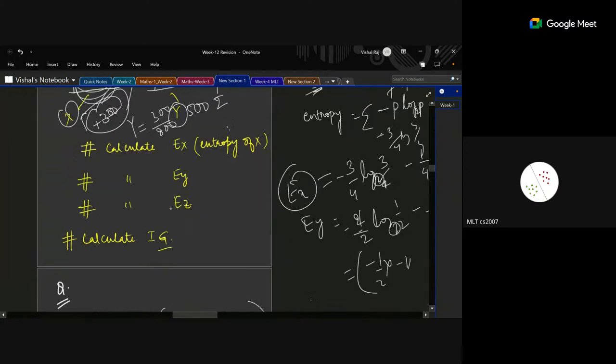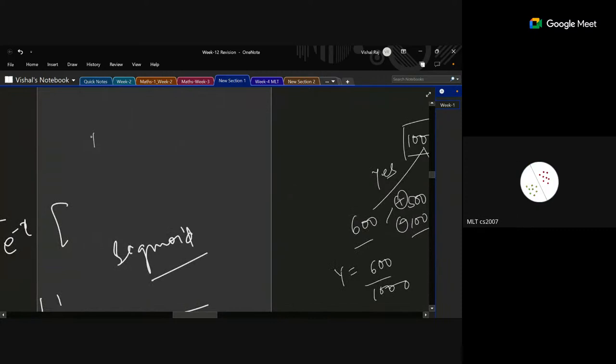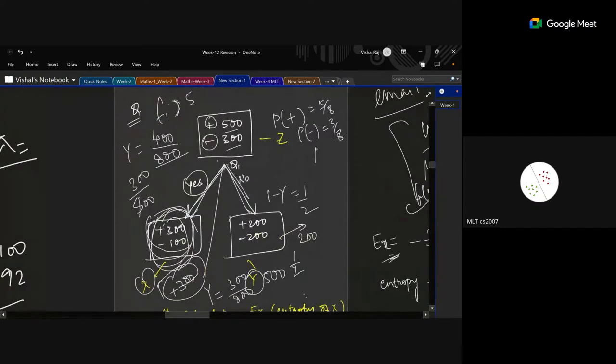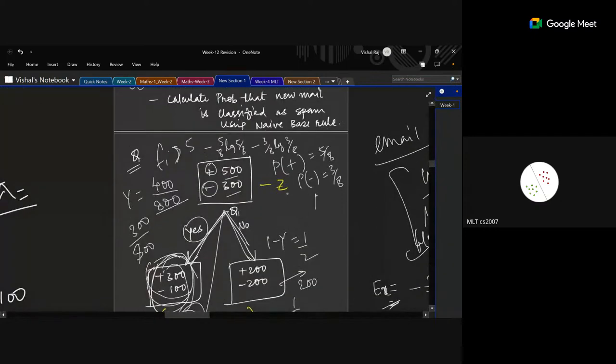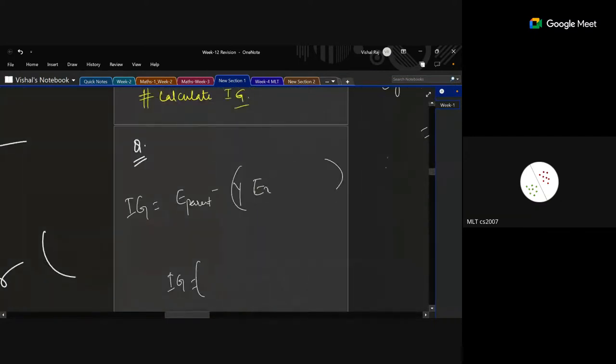If you have been asked to calculate the information gain, there's a formula for that. Basically you calculate the entropy for your parent. What is the parent for these two children? The parent is here, right? You can directly write the entropy as minus 5/8 log 5/8 minus 3/8 log 3/8. Correct? Then subtract: for the parent you calculate the entropy, and then gamma times EX, the weighted number you are getting for X, and similarly 1 minus gamma times EY. Is it clear now?